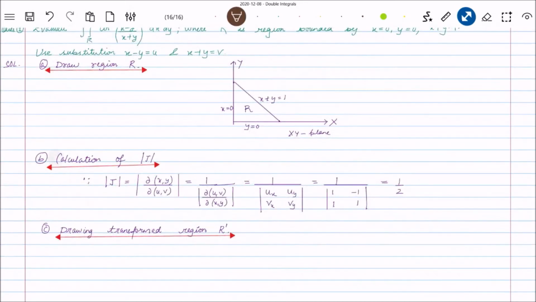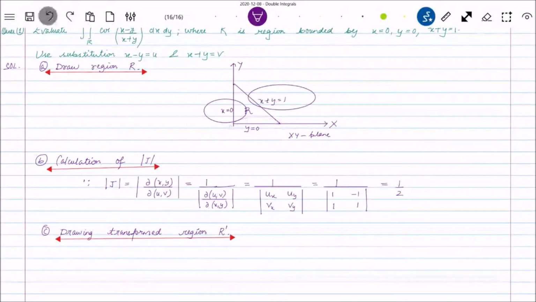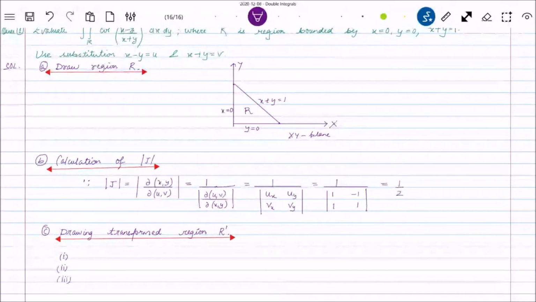But in order to draw that region, we have to check the mapping to which these boundaries are mapped. Look carefully, this step is very important. So you said there are three boundaries: first, second, and this is for the third boundary. So I'm picking the first boundary, that is x equal to 0, which was the original boundary.